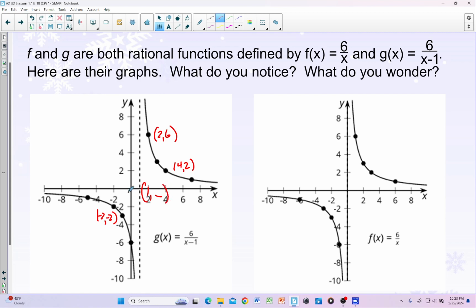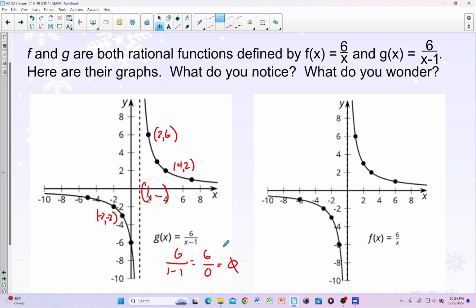Okay, well, here's what happens. Let's look at this function down here. Try plugging 1 into this function, and you will get 6 over 1 minus 1, 6 over 0, which is nothing. And that's why that dotted line is there, because we can't divide by 0.